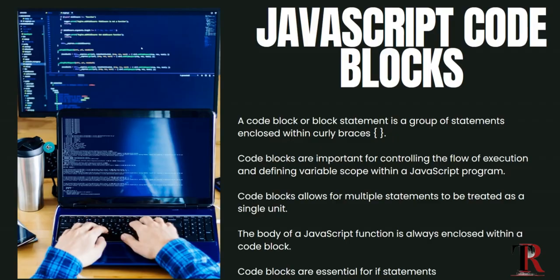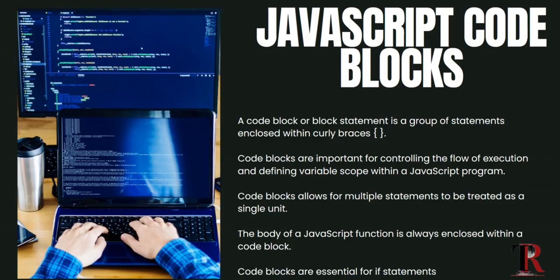Code blocks are important for controlling the flow of execution and defining variable scope within a JavaScript program. Just as we've talked about scope in JavaScript, you see that code blocks, especially when it comes to function scope, gave us that protection so that our variable does not become accessible outside when we declare it inside the function. So code blocks are important for controlling the flow of execution. In simpler terms, that means predictability and control.